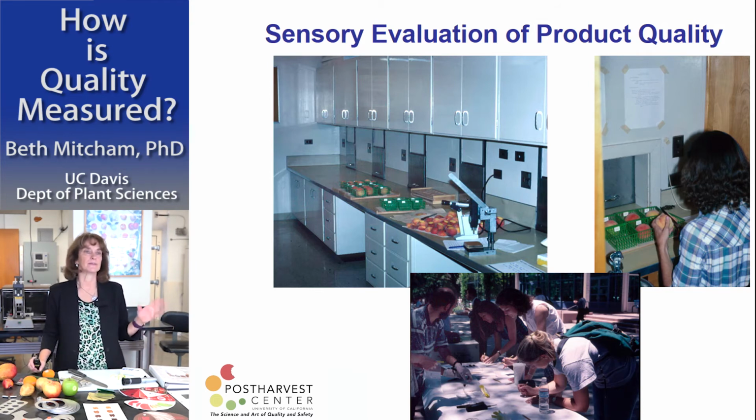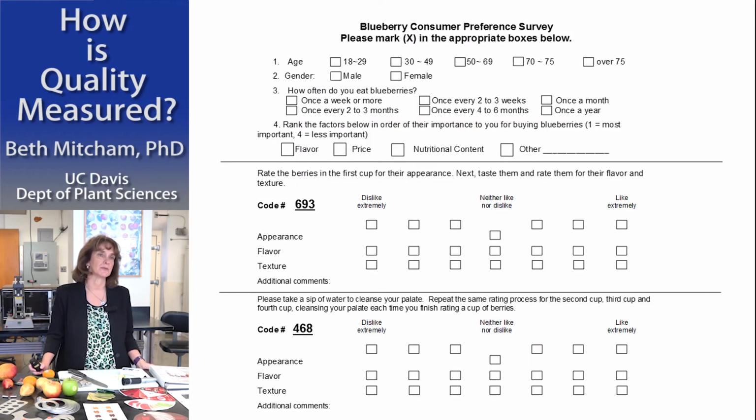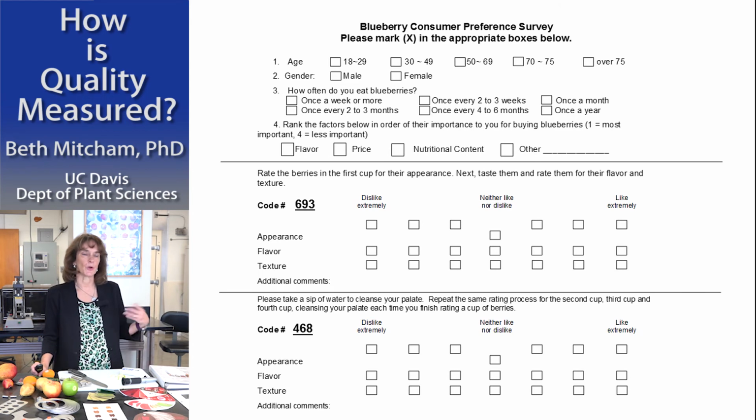And here's just a quick example of a score sheet that we might use. This one happens to be one from a consumer study where the sample is identified with a random number, and then we're asking some simple questions about the sweetness and other characteristics of the product. Generally, we also ask some information about the consumer so we know how old they are, how much they generally eat that product, which helps us to interpret the data going forward.